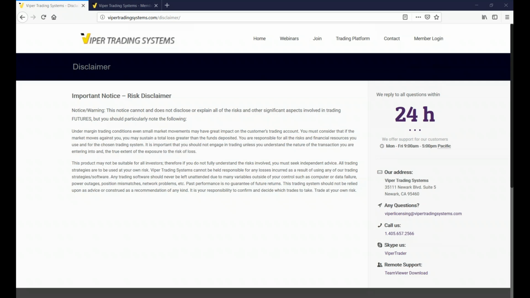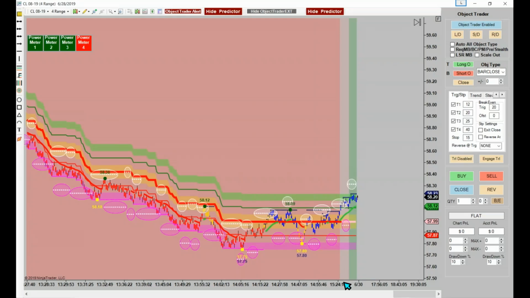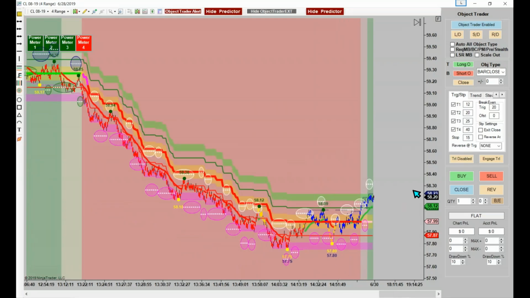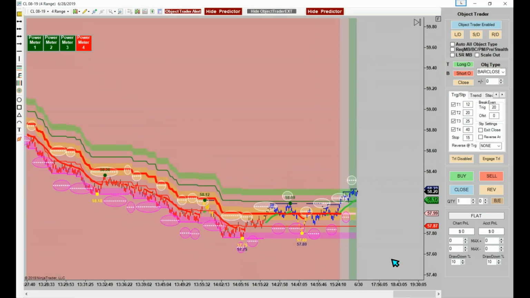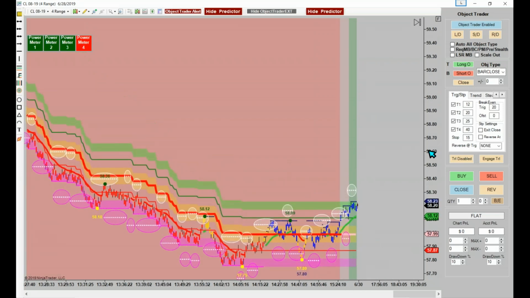Let's go ahead and show some charts here real quick. Bear with me a second. Now, let's go over something. I'm going to go over some of the use of the tools, some of the reasons that we developed the tools the way we did.